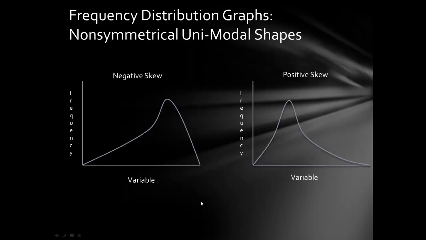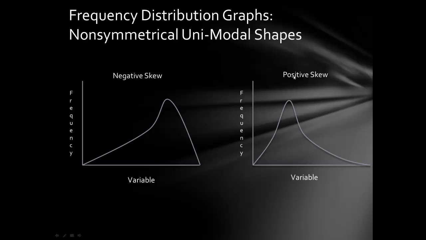Now these are non-symmetrical unimodal shapes. So we have a clear peak in both of these, a high frequency part of the distribution. There's a clear value for whatever variable is being measured that occurs most frequently, or that's the most common. Here is a negative skew, where the tail end of the distribution, the skew or the outliers, are in the low end. Remember, scores are presented from lowest to highest, left to right. So most people have a high score, and then some outliers out here have a low score.